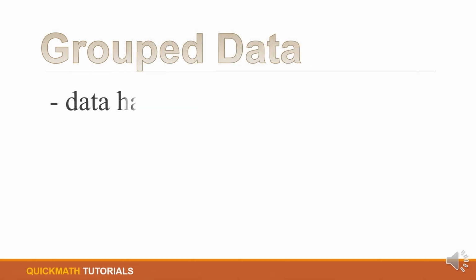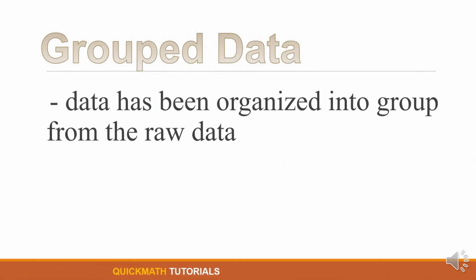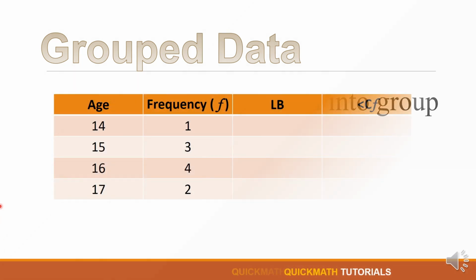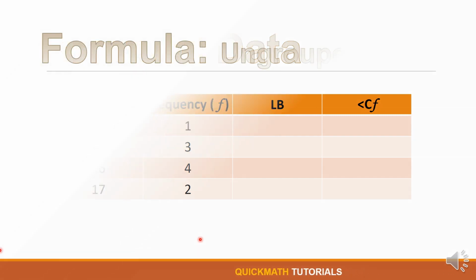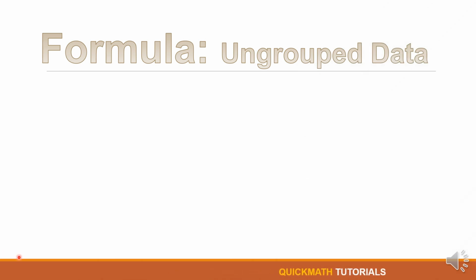However, for the grouped data, the data has been organized into groups from the raw data. Now for the grouped data, the data are now in table form. To solve for the measures of position for the ungrouped data, these are the formulas to be used.